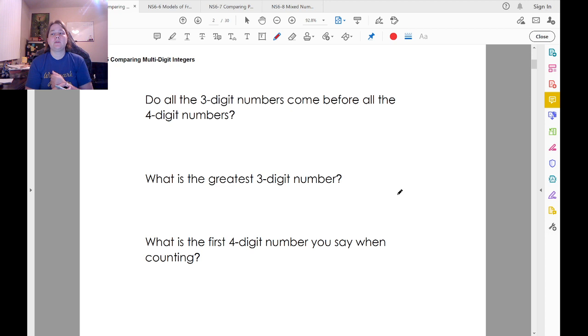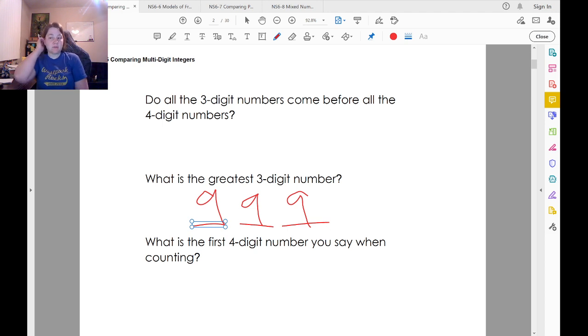Do all three-digit numbers come before all the four-digit numbers? As long as we're not counting a zero at the front of the number as a digit, yes, they do. The greatest three-digit number? Well, let's put 3 blanks here. What's the biggest digit you can think of? 9. So the greatest three-digit number is 999.